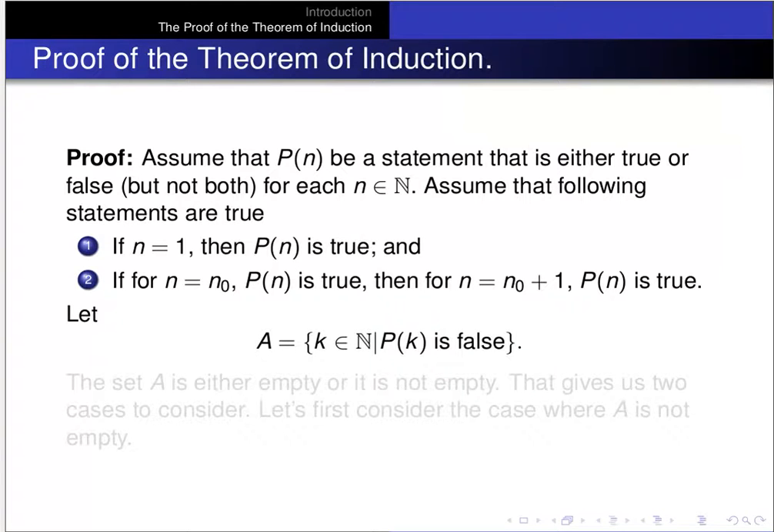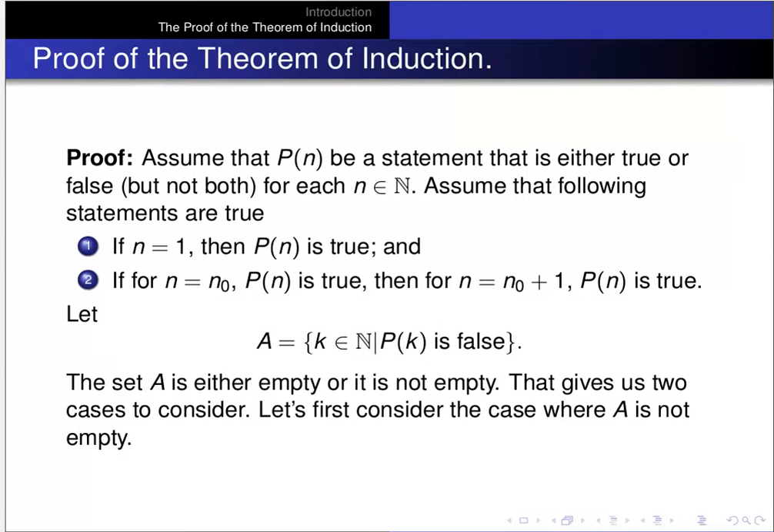So our proof will rely on the well-ordering principle, and we want to apply the well-ordering principle to the following set. We're going to construct this set A, which is the set of all natural numbers k so that P(k) is false. Now this set is either empty or it's not empty. We don't know which at this point, but it does give us two cases to consider. First we'll consider the case where A is not empty, and then we'll consider the case where A is empty.